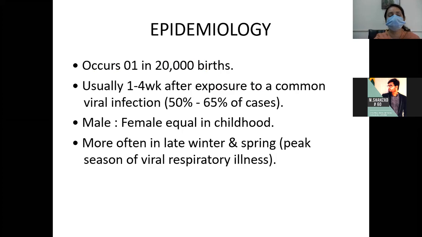So first of all, we will see the epidemiology. ITP basically occurs in 1 in 20,000 births, and it usually occurs 1 to 4 weeks after exposure to a common viral infection, in about 50 to 65% of cases. Male to female ratio is equal during childhood, and it is most often seen in late winter and spring, the peak season of viral respiratory illnesses.